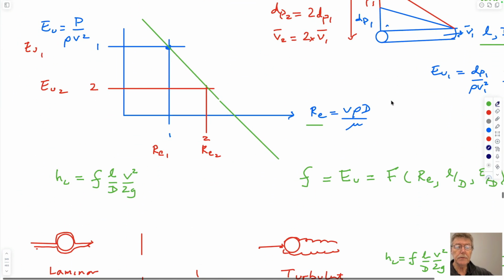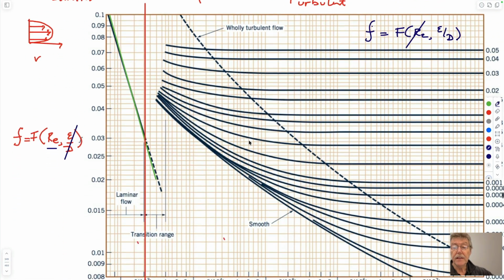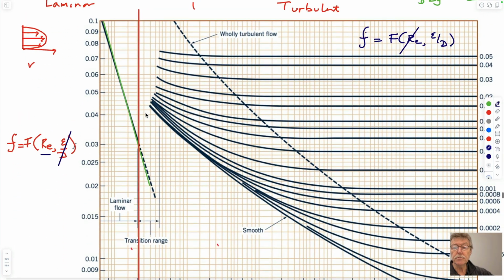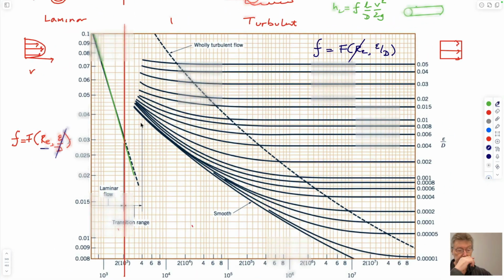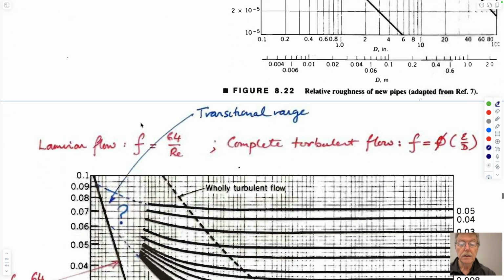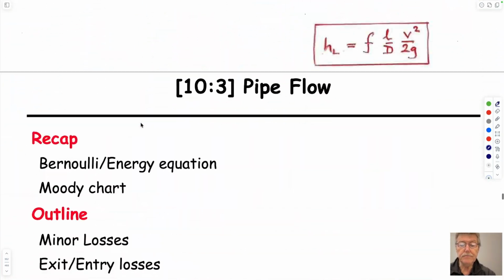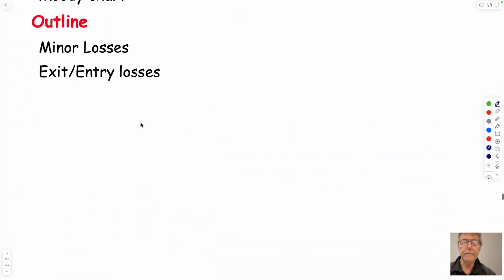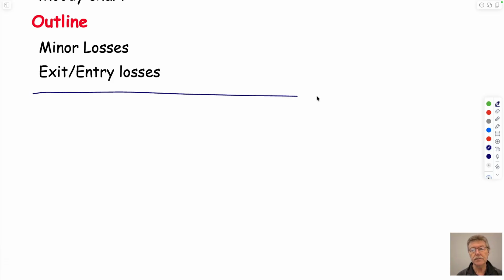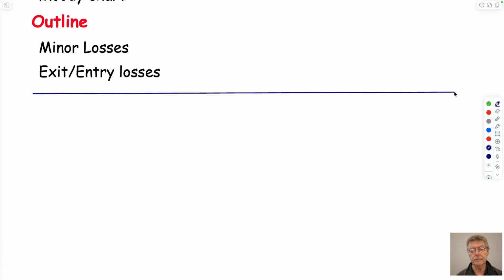We made the case why we should have Euler numbers and Reynolds numbers just by a simple example, plot in some way, and they turn up in this so-called Moody chart. So that's what we'll maybe work from today. So let's start off with just recapping that. So we'll talk about major losses, I guess. So we go.